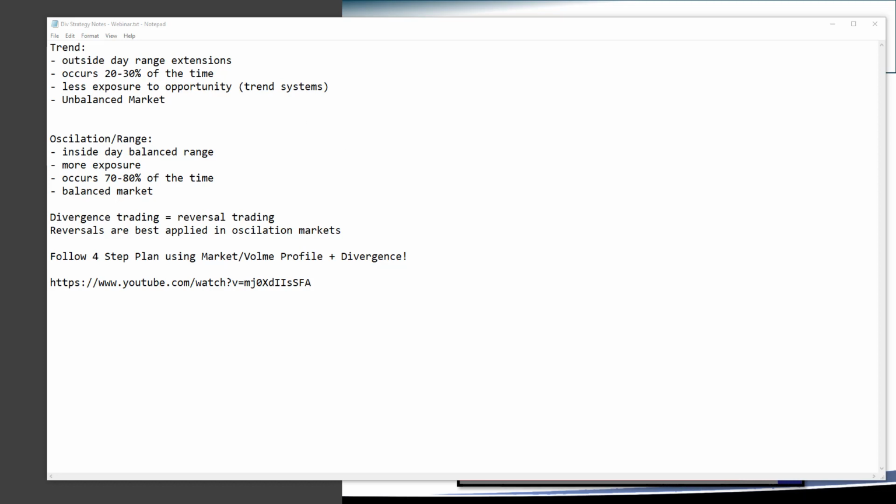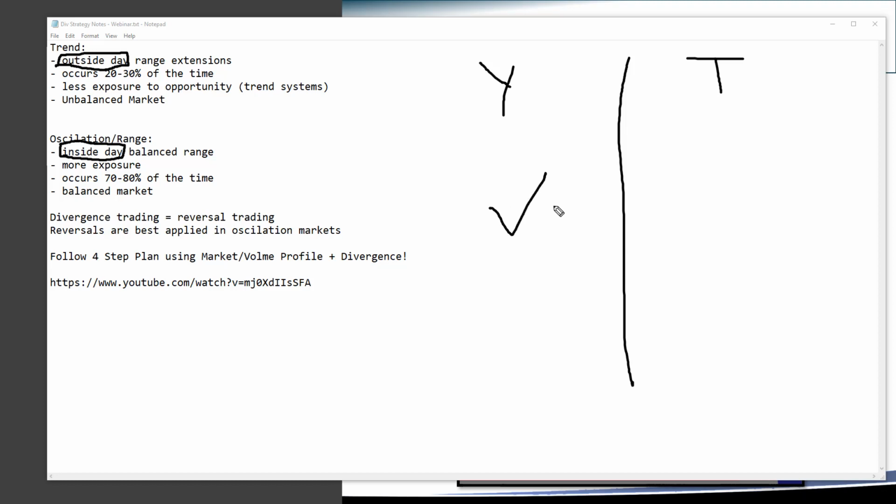Because in reality, there are only outside days or inside days. And I'm going to explain this. This is so powerful. Let's say this is yesterday and this is today. We always know yesterday's range. We never really know today's current range. We might have an idea.